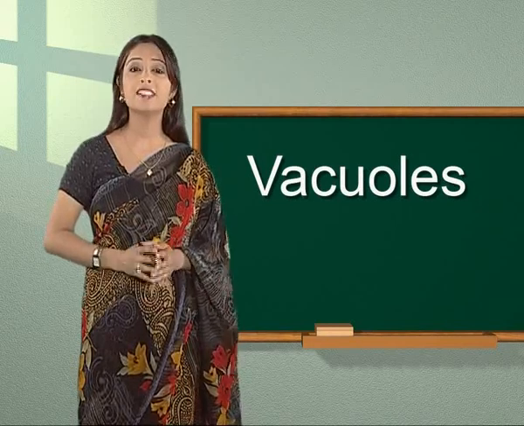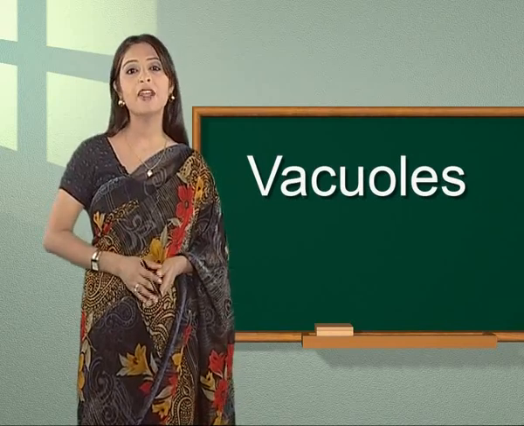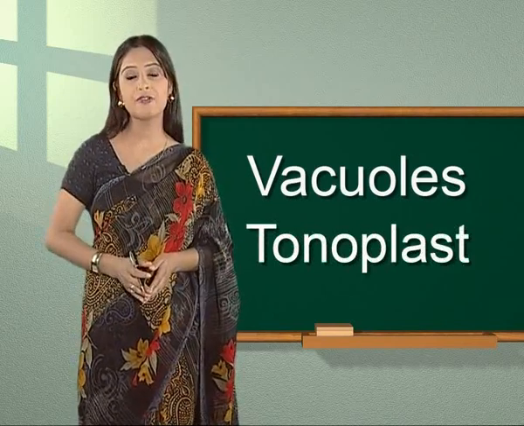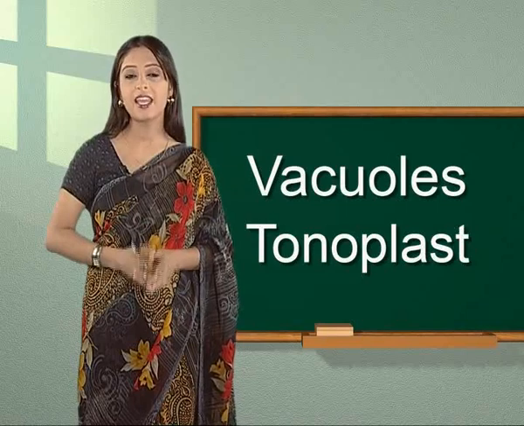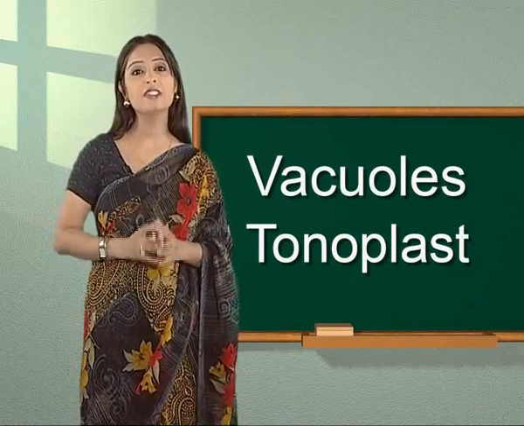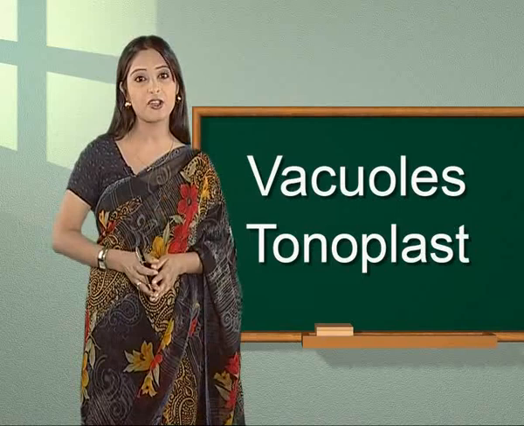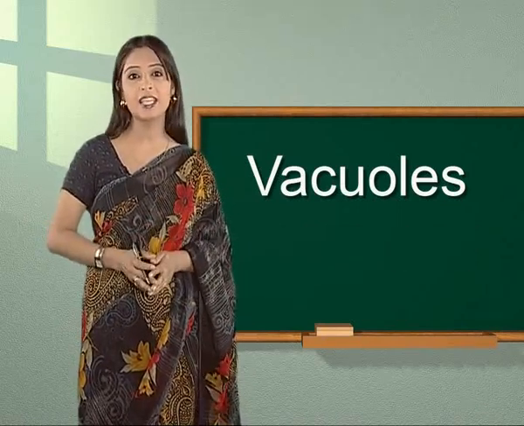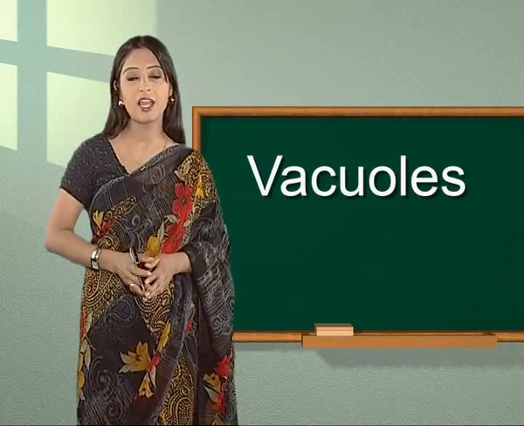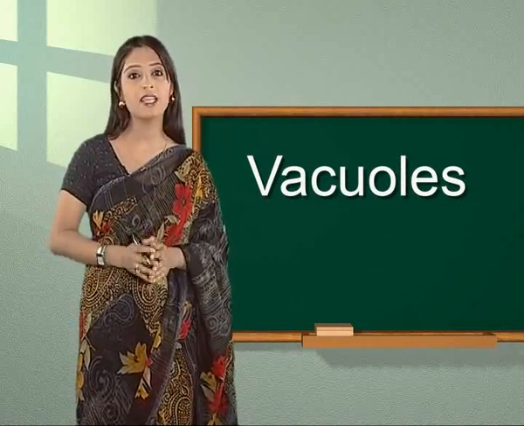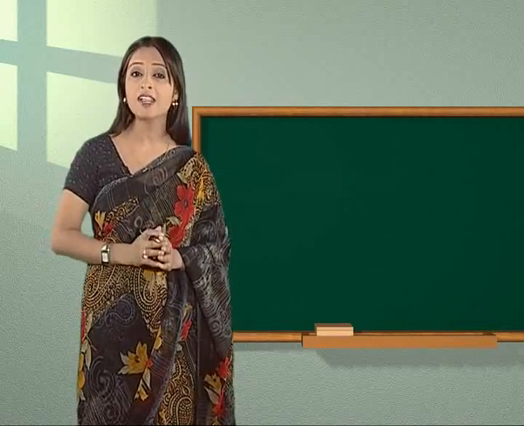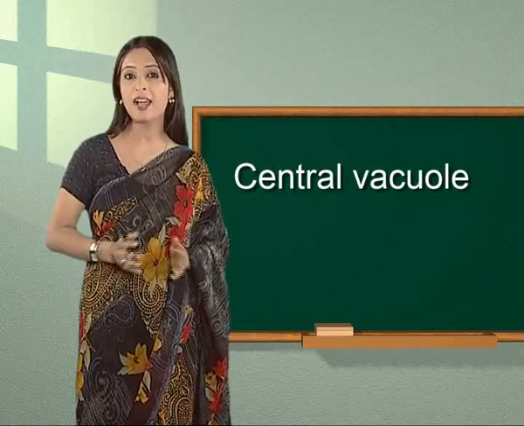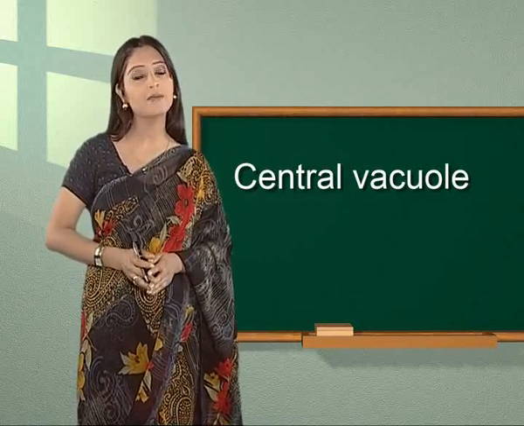These are bound by a single membrane. This membrane is known as tonoplast. This is a very active and dynamic membrane. In plant cells, the vacuoles can occupy up to 90% of the volume of the cell. Young plant cells often contain many small vacuoles, but as these cells mature, these unite to form a large central vacuole. Let us see how they look like in plant cell as well as in animal cells.